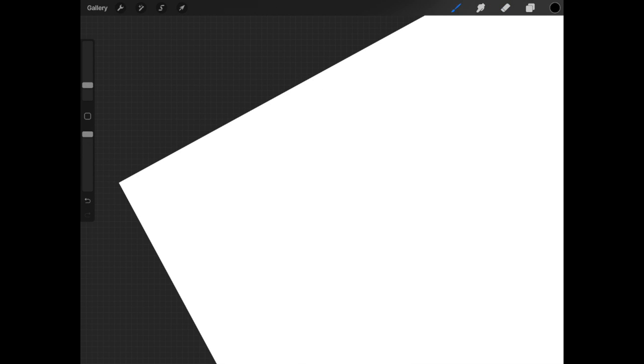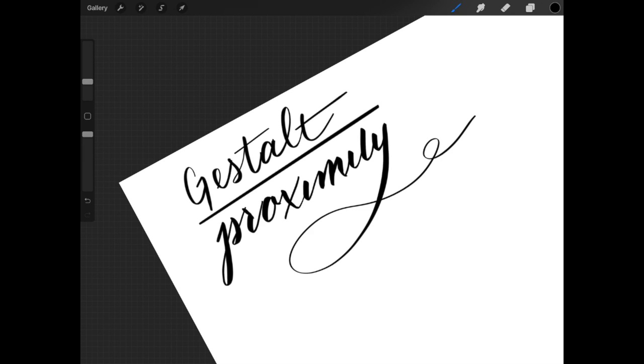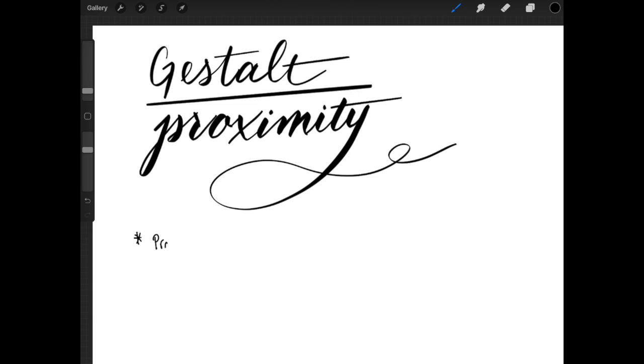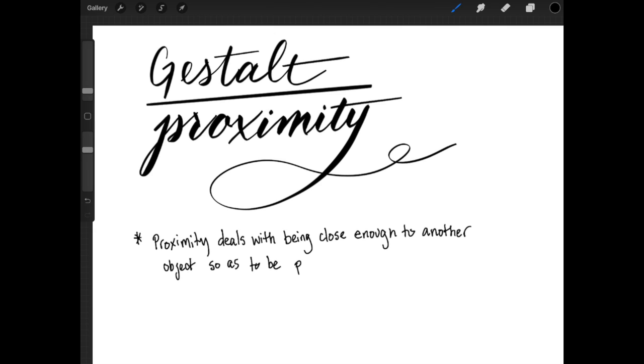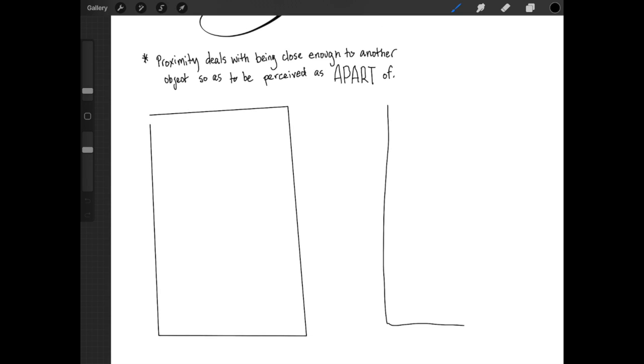When we talk about proximity, we're talking about closeness. How close is another object to another? If I were in close proximity with something, I would be very close to it. And therefore, if I'm in close proximity, I look as if I'm a part of this other object, or that I have a relationship with this other object or person. Okay? Let's look at two examples of this.